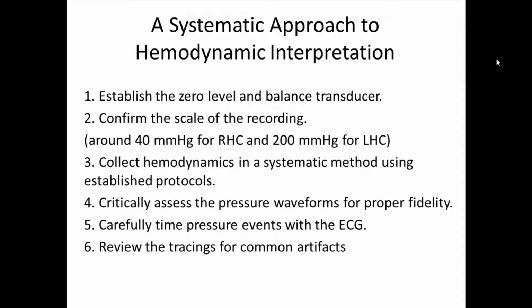In doing, reading and analyzing hemodynamics, you have to have a systematic approach. You have to have full technical orientation, or know the technical aspects. So you have to establish a zero level and balance the transducer. You have to confirm the scale of the recording. For example, if you are recording from right heart cath, it's usually around 0 to 40 or 40 plus, and if it is from left heart cath, usually around 0 to 200. Then you have to collect your hemodynamics in a systematic method using an established protocol.